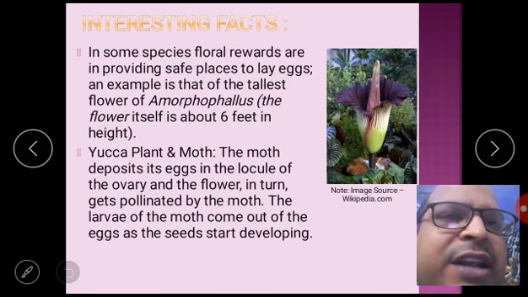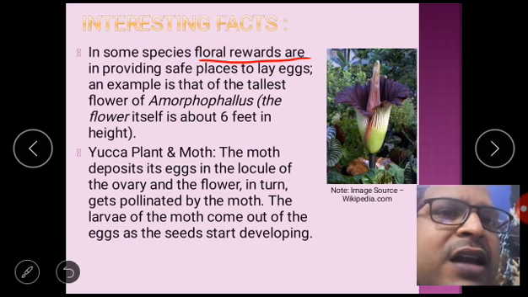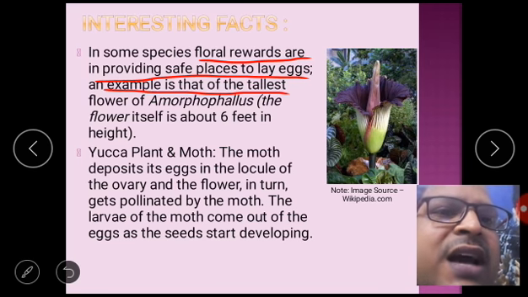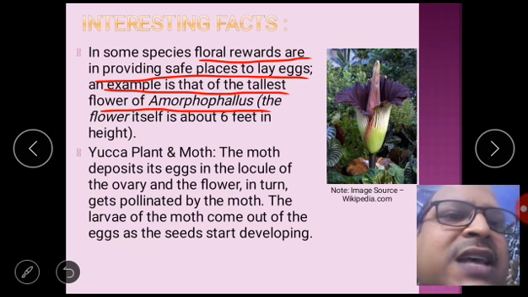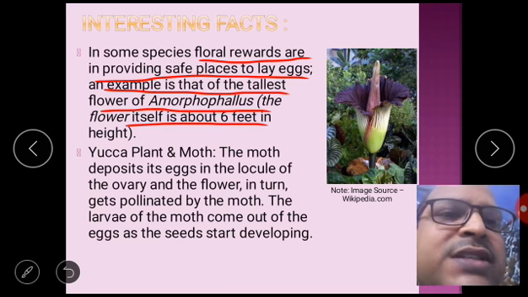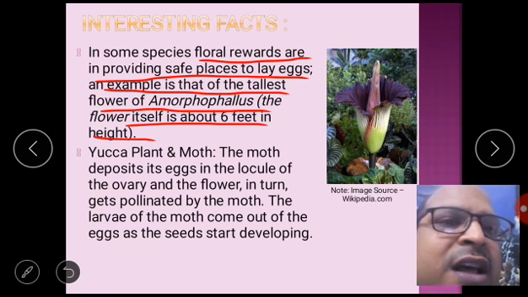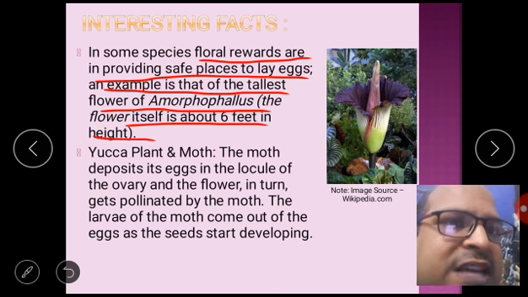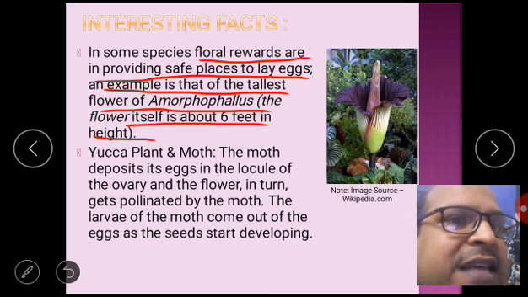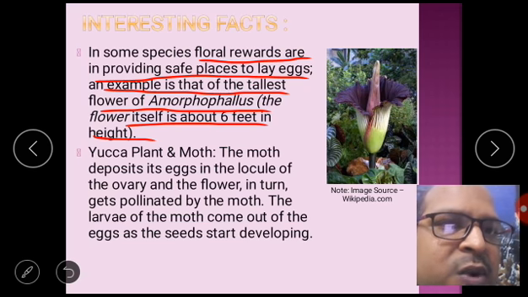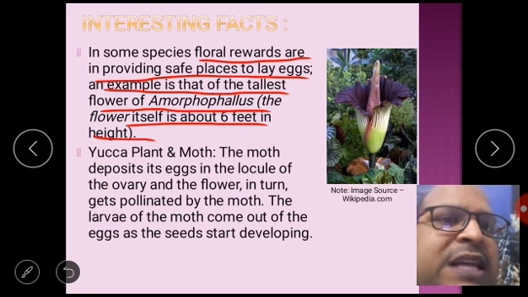Interesting facts I want to share: in some species, floral rewards are in providing safe places to lay eggs. An example is the tallest flower, Amorphophallus. The flower itself is about 6 feet in height. Here, floral rewards are providing safe places to lay eggs. That means a few animals or insects lay eggs inside the floral parts. A good example is Amorphophallus.